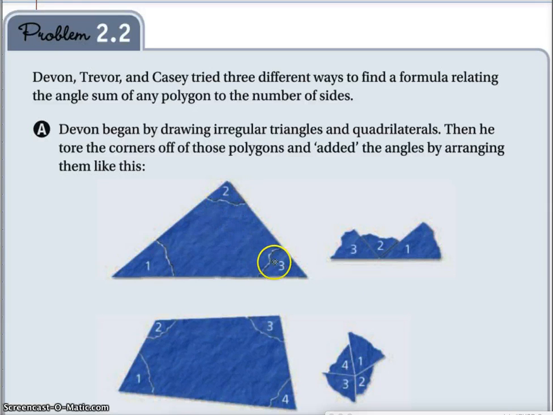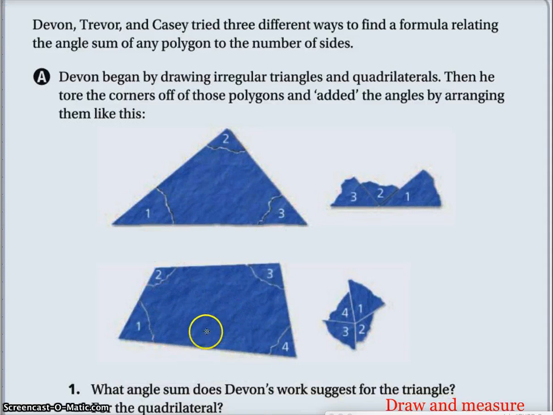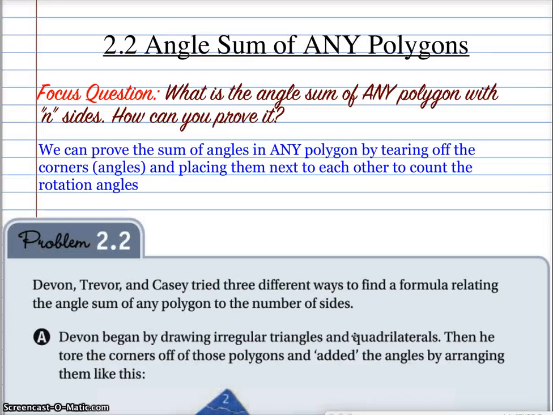And now our triangle is what this looks like scaling, and this is a quadrilateral with no specific properties, no congruent sides or parallel sides or anything like that. But they tore them off and lined them up, and they still got 360. Okay, so what is the angle sum of any polygon with n sides? How can you prove it?